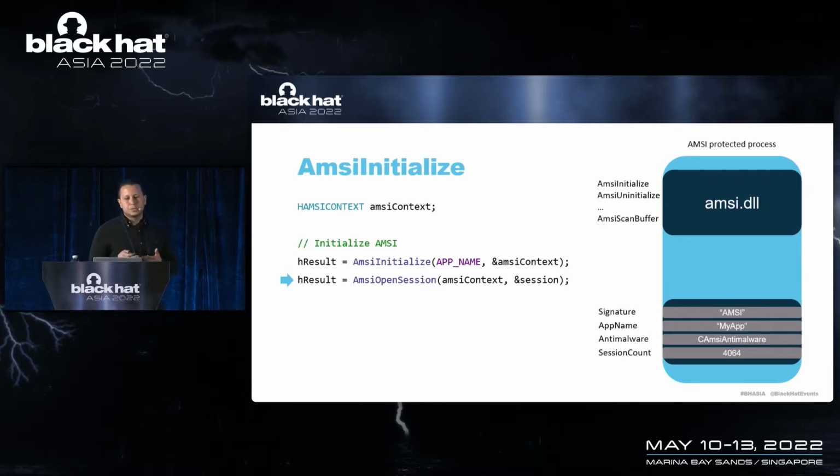The signature will always be AMSI, which identifies this struct in memory. The application name is going to be the application name that was received as a parameter. Anti-malware is going to be an instance of a class named CAmsiAntimalware. We're going to see deeper later how it works. And the session count is going to be a random number.